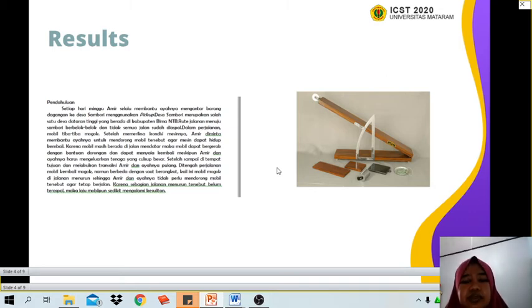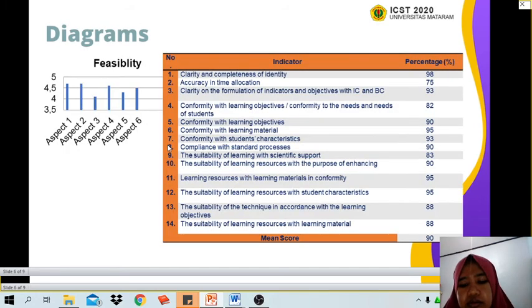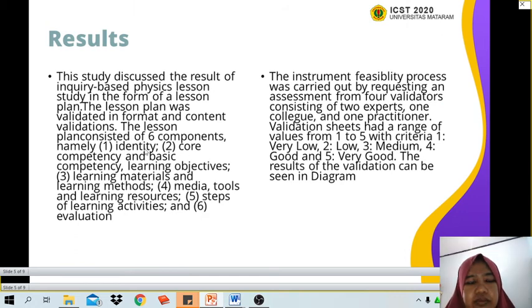So that is the difference between learning with an inquiry-based lesson plan and a common lesson plan, and these are the results. There are six components of the lesson plan we developed. The first is identity, and the second is competency: core competency, basic competency, and learning objectives. The third is learning materials and learning methods, and the fourth is media, tools, and learning resources. The fifth is the steps of learning activities, and the sixth is evaluation.